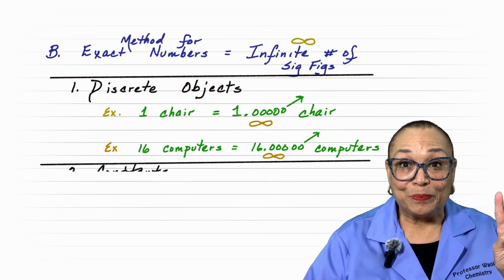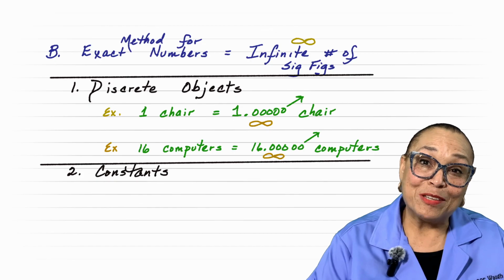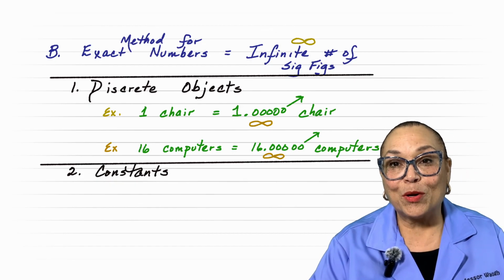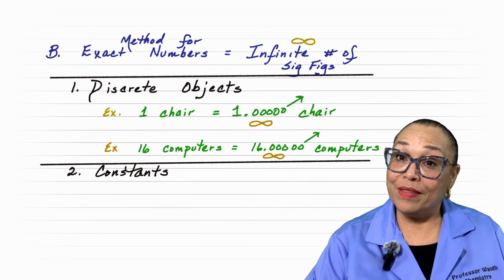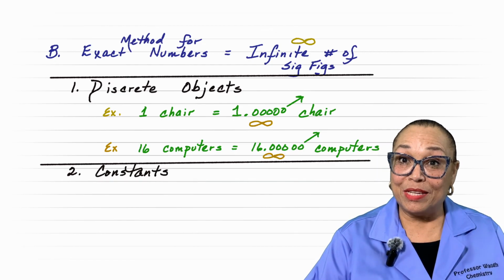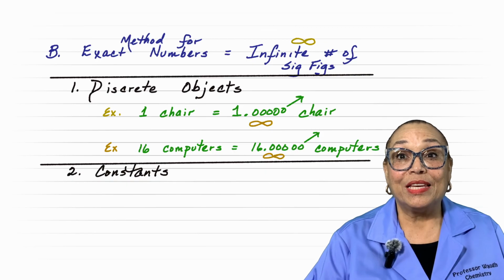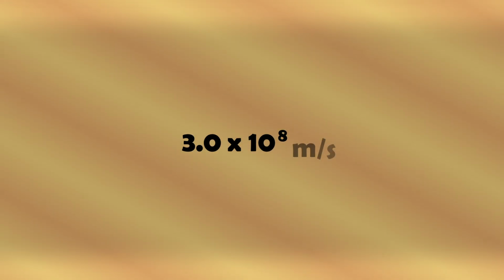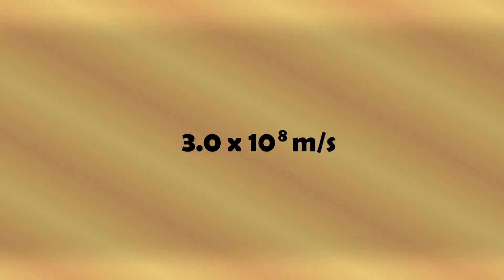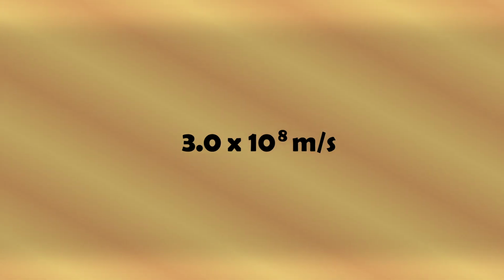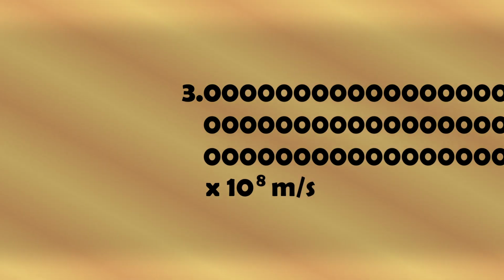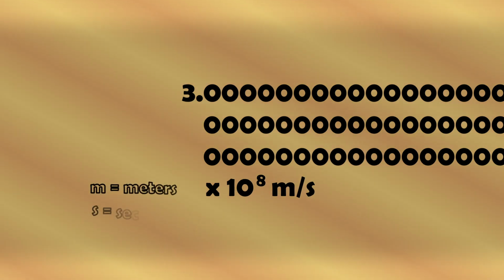Rule number 2, constants. One of the things that we talk about in chemistry all the time are different types of constants. One that I always like to use is the speed of light. So, here's an example. The speed of light is 3.0 times 10 to the 8 meters per second. So what am I really saying? I'm saying 3.0 times 10 to the 8 meters per second. Don't forget the little m is meters and the little s is seconds.